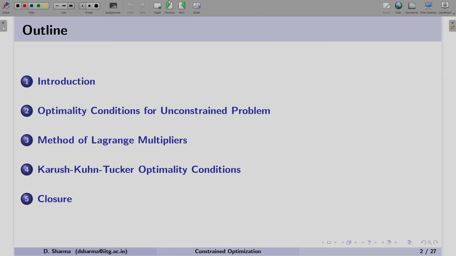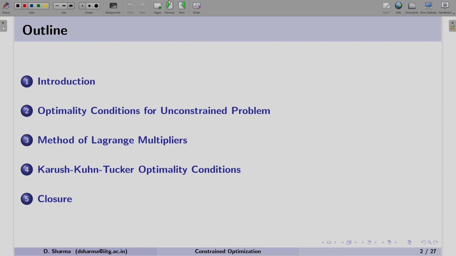Welcome to this session. In this session, we will be focusing on constraint optimization. In this particular session, we will be focusing on introducing the problem and the optimality conditions. The content of this particular session is we will start with the introduction.